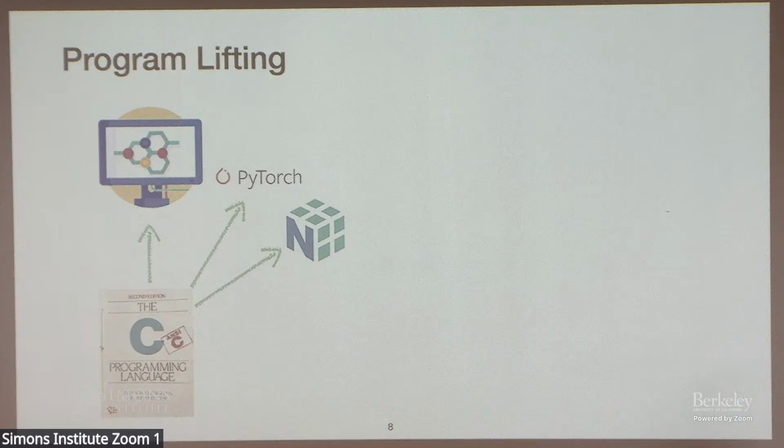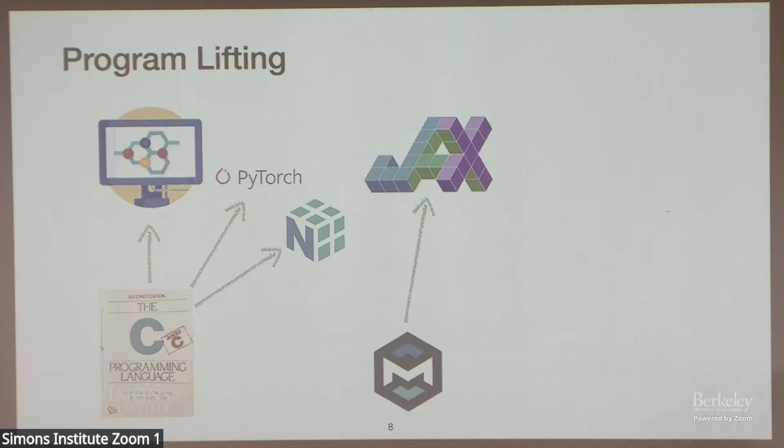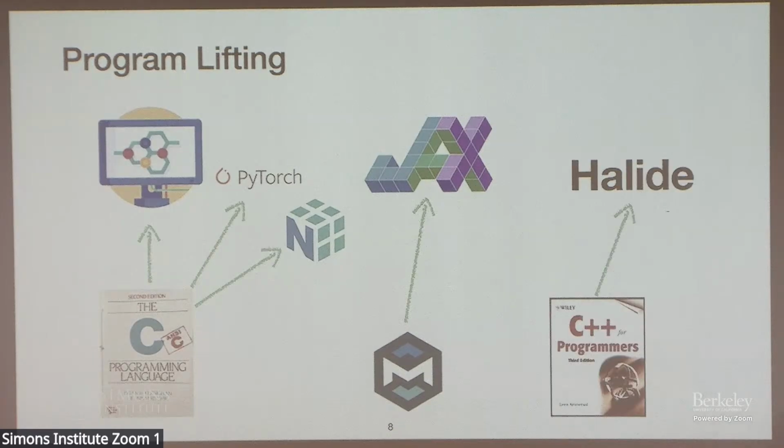It's not just Taco. There's a bunch of other stuff that you might want to lift. So there's other machine learning DSLs. You might want to lift between different layers of MLIR. So Alvin, who many of you from Berkeley will know, did some of the original lifting work, lifting C++ into Halide.